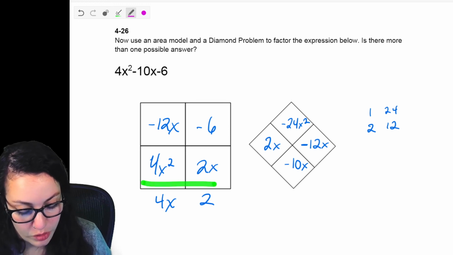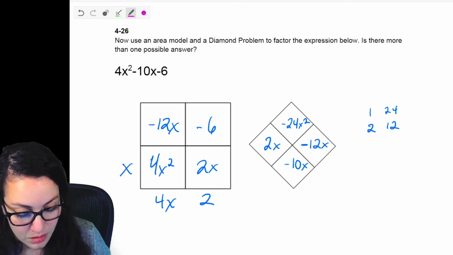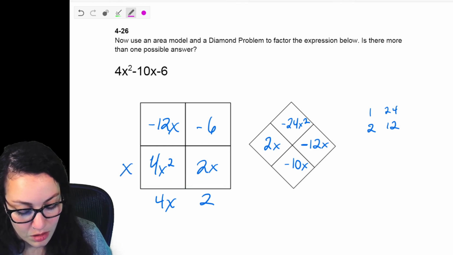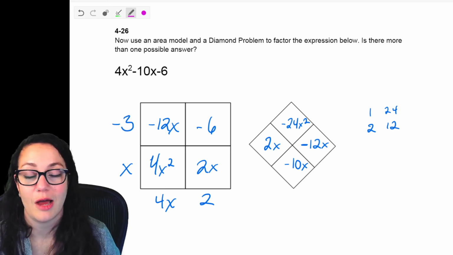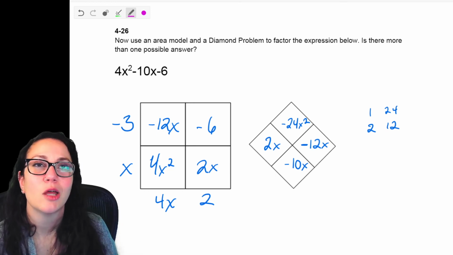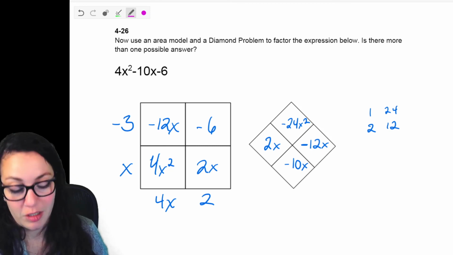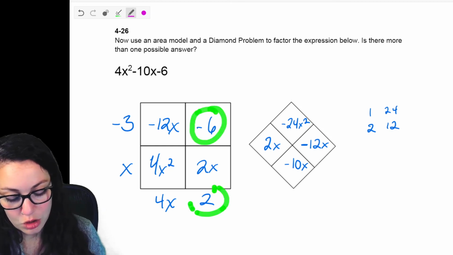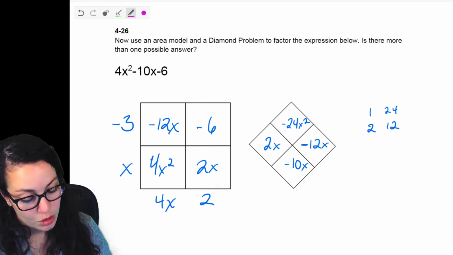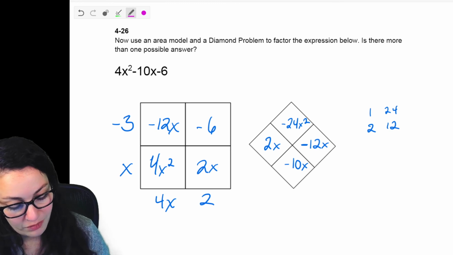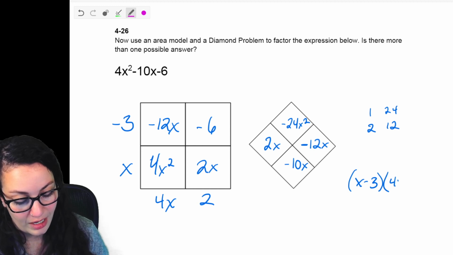So then if we look at our row here, our bottom row, greatest common factor there is just going to be an x. And then up top, we're going to take out a -3 because we can take a -3 out of -12 and out of -6. And when I say out of, I mean divide by. So again, since we've got some negatives rolling around, I'm going to check my -6. 2 times -3 is in fact -6. Feeling pretty confident about that. So I can write my factors as x minus 3 times the quantity 4x plus 2.